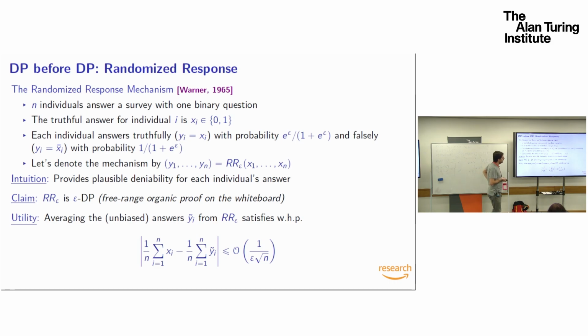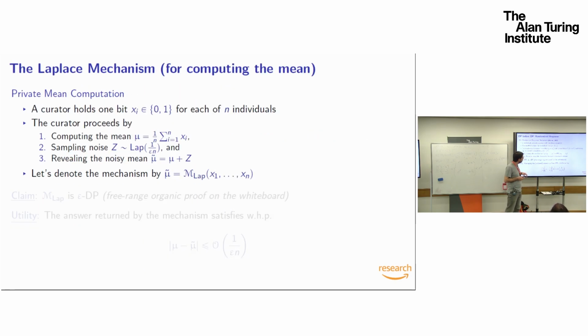Okay, but do we really need to do all this complicated stuff if all we're interested in is computing this average, the average of the answers? And the answer is no, assuming that you are comfortable being in a slightly different setup. And here's where we go into the second mechanism that is one of the foundations of differential privacy, the Laplace mechanism, in this case for computing a mean.